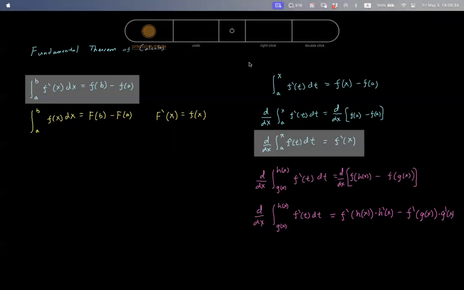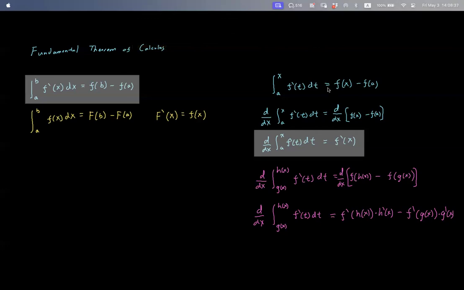And so that is your fundamental theorem of calculus with the two parts and a little variant thrown down below. All right, so let's go ahead and stop there.